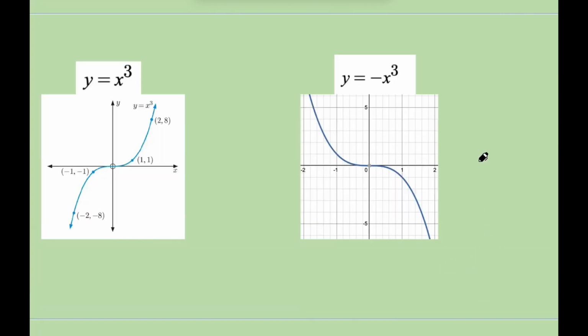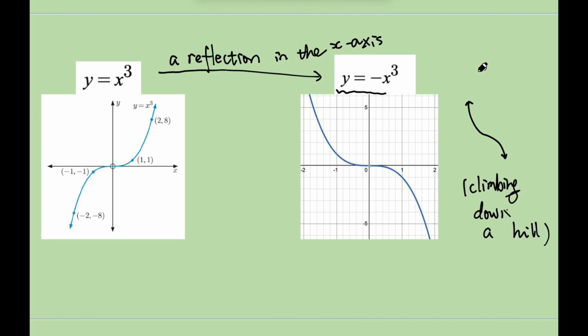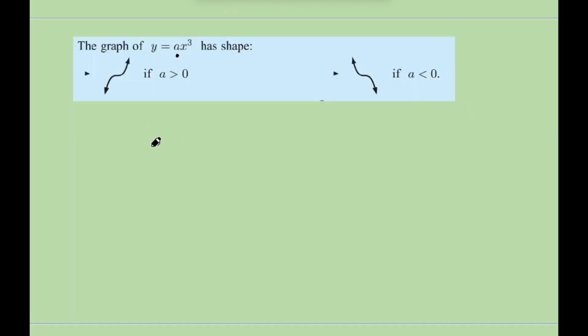Then we can see for the new graph, the shape is climbing down a hill. Therefore, we can obtain the new graph by reflecting the original one in the x-axis. And the graph shows the feature of climbing down a hill. Now let's conclude. For y equals ax cubed, the value of a, if it is positive, then the basic shape is climbing up a hill. If a is negative, then the shape will be like this. We call it climbing down a hill.